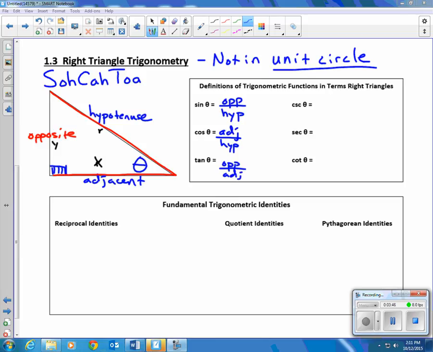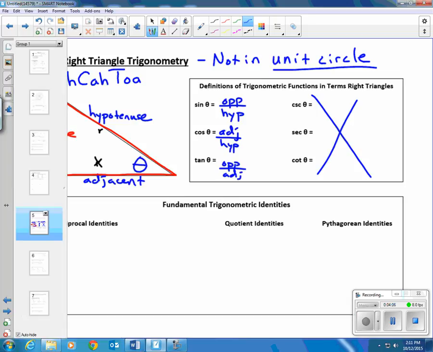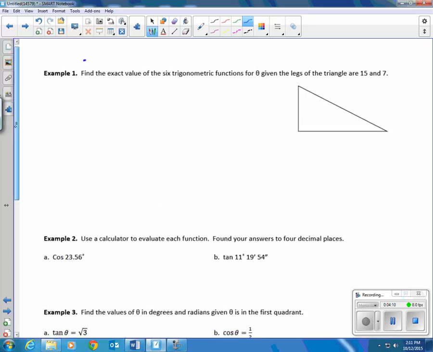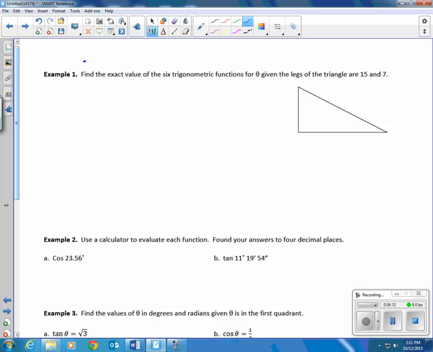Cosecant, secant, and cotangent, you will not use those when solving right triangles, so we don't even need to worry about them. Don't put an X through it in case we make notes there later for something else. From those, we can then generate some other trig identities, but we're going to get to that at a different time. The part that we're going to focus on today for your assignment is something that people generally really like regarding trigonometry, okay? We're going to do example 1 and a couple of solving for other triangles, okay?